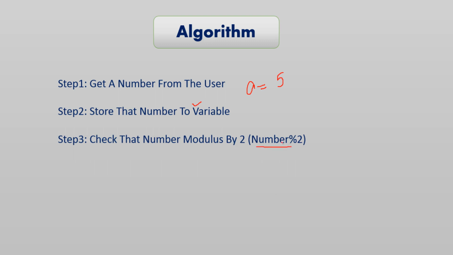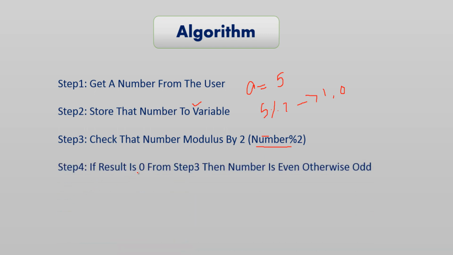So this is a formula, this is the logic. Number means the number entered by the user. For example, 5 modulus 2. If the result is 1, then the number is odd. If the result is 0, then the number is even. On this basis I will check. If the result is 0 from step 3, then the number is even, otherwise it is odd. Then display a message to the user, such as this number is odd or this number is even. And that is the end of the algorithm.